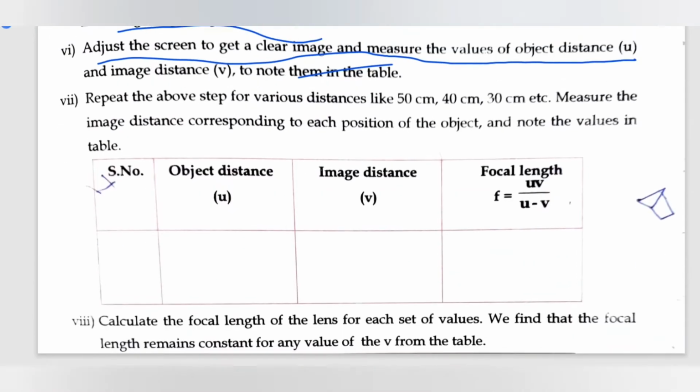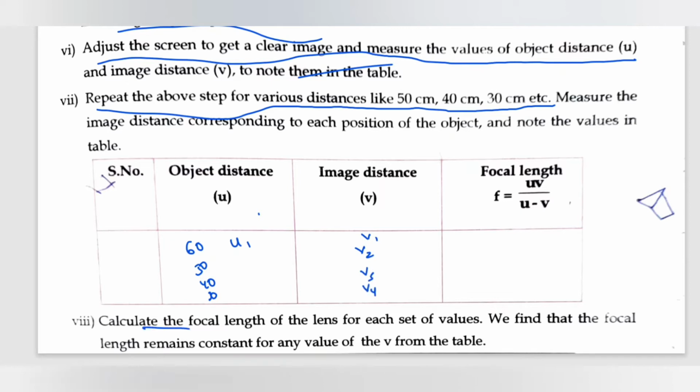So in this table we have object distance u1, image distance v1, and repeat the above step for various distances like 50 centimeters, 40, 30, etc. So repeat the same experiment with 50, 40, 30, and note down the corresponding image distances.